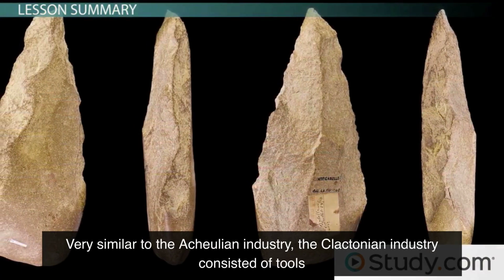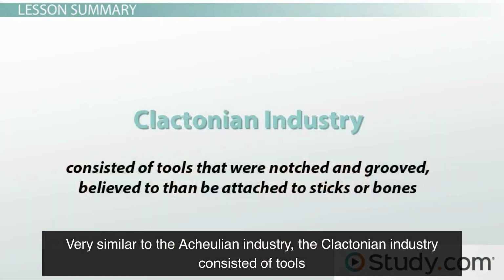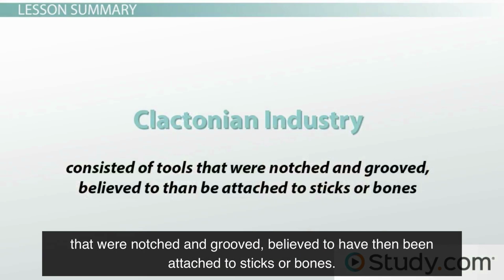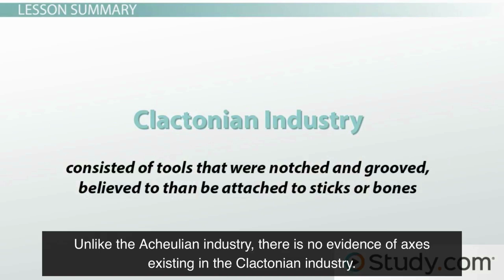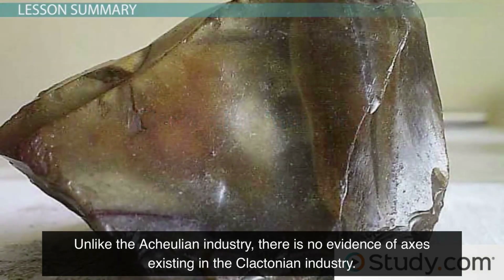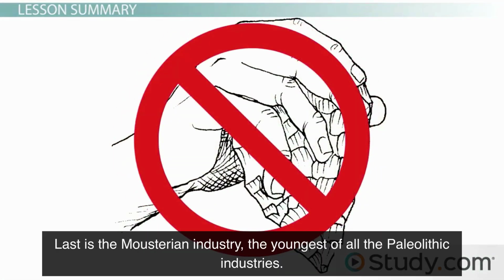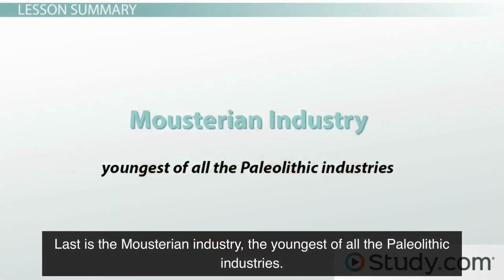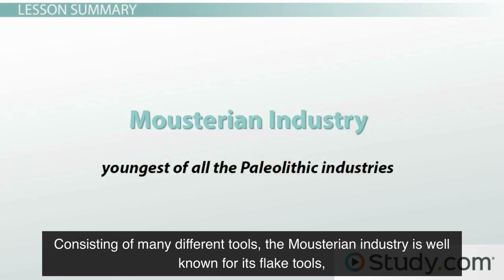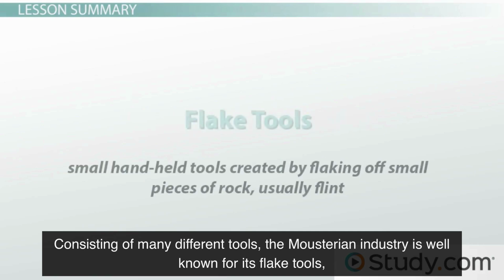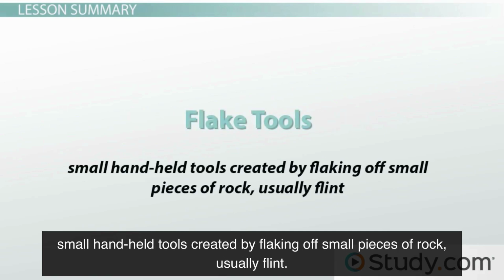Very similar to the Acheulean industry, the Clactonian industry consisted of tools that were notched and grooved, believed to have then been attached to sticks or bones. Unlike the Acheulean industry, there is no evidence of axes existing in the Clactonian industry. Last is the Mousterian industry, the youngest of all the Paleolithic industries. Consisting of many different tools, the Mousterian industry is well known for its flake tools, small handheld tools created by flaking off small pieces of rock, usually flint.